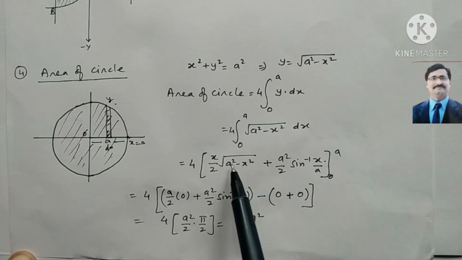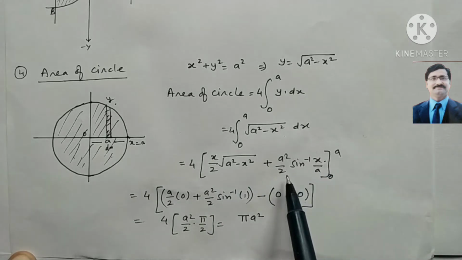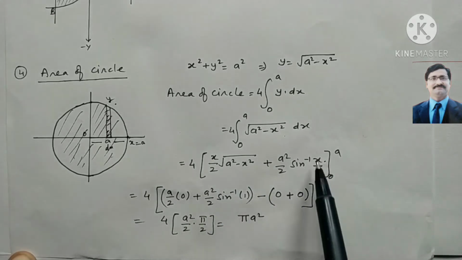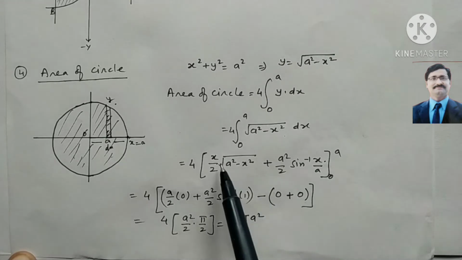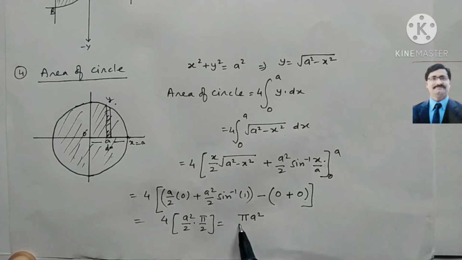First we put a, so when we put a here, this will become 0. 0 into any number is 0, and here we put a square by 2 sine inverse a by a, meaning 1, minus when we put 0, we get 0. This is also 0, and look here, a square by 2 sine inverse 1, sine inverse 1 we can write pi by 2. Now this 4 and this 4 cancel, we get pi a square.